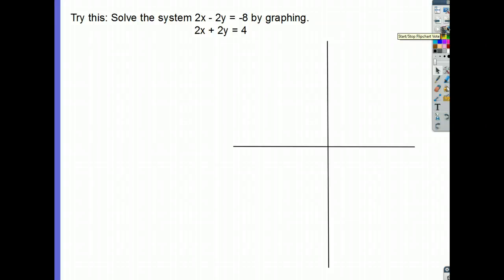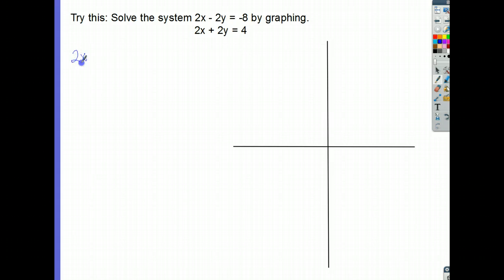Okay? Let's let you try one of these. Go ahead and solve this system by graphing. Okay, assuming you've already done that, let's go through these one at a time.